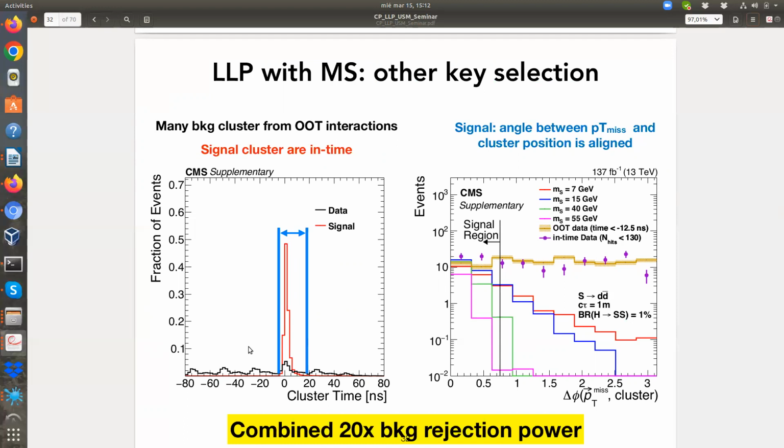And that allows, in experimental jargon, what's called the ABCD method. You have two variables now, this variable phi and the cluster time. Those two variables are uncorrelated. You can take ratios and then you can predict the background in a fully data-driven way. So you don't have to do any simulation, which simplifies the analysis and gets the job done, basically.